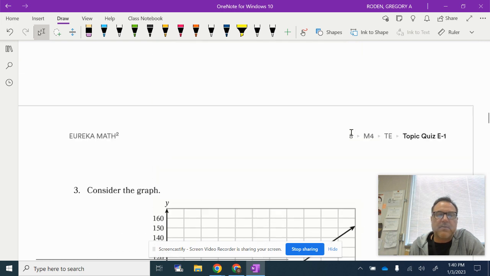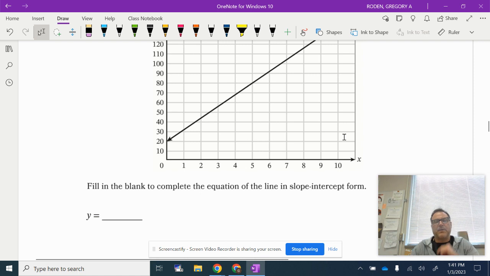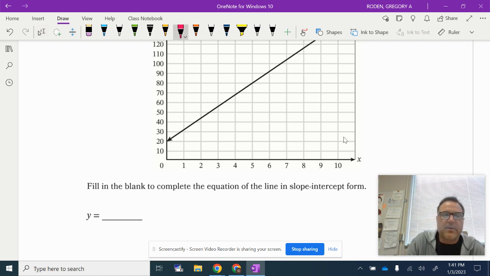We want to complete the equation on this one. Let's make sure I got it. Okay. All right. So the big thing on this one is we want to make sure that we're only counting by what they have. So on this one, it looks like they're counting by 10 on the y-axis, and they're counting by 1 on the x-axis, okay? So first of all, I'm noticing that my y-intercept is right here at positive 20.